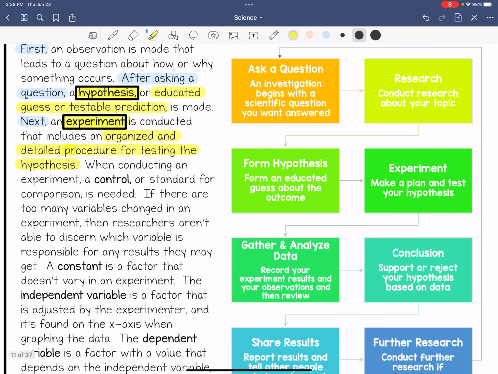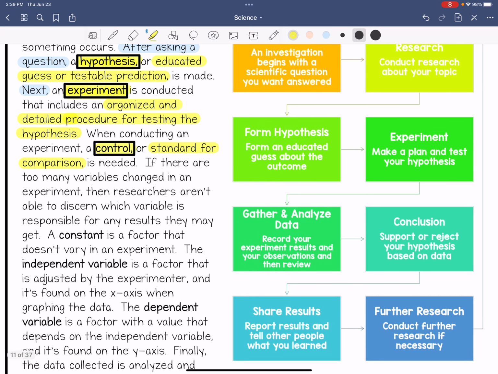Now, I don't have the word next or then because it's still talking about experiments. When conducting an experiment, a control, there's a new vocabulary word. So a control is part of an experiment. What is a control? It's a standard for comparison. And we're going to look at examples of these and break them down. Right now, let's just get the definitions and then we'll work with what they actually mean.